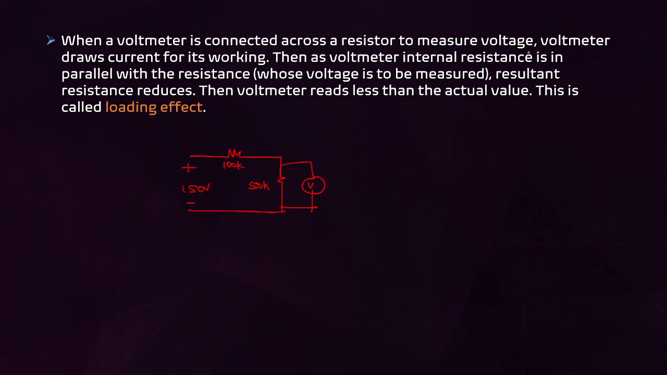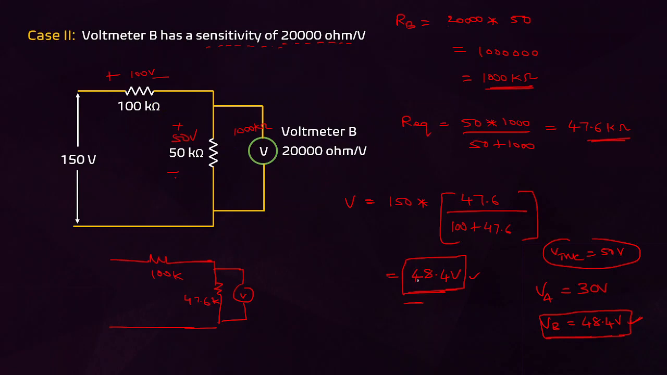To measure voltage, the voltmeter draws current for its working. In case 1 we showed the I by 2 concept. As the voltmeter internal resistance is in parallel with the resistance, we showed just now, here we will have some internal resistance and here we already have some resistance, so both will be in parallel. The resultant resistance reduces, so that is what happened here. The resistances are 50 kilo ohm and 1000 kilo ohm, so when they are in parallel, the resultant resistance is reduced to 47.6.